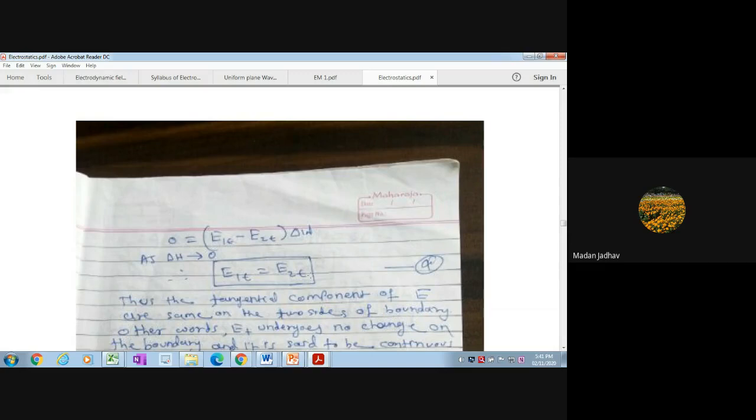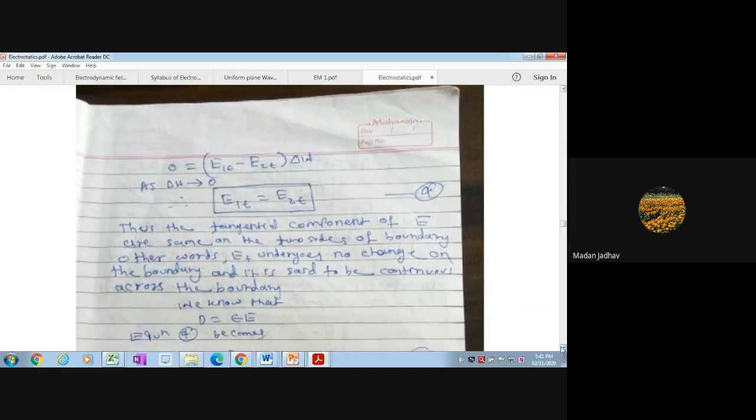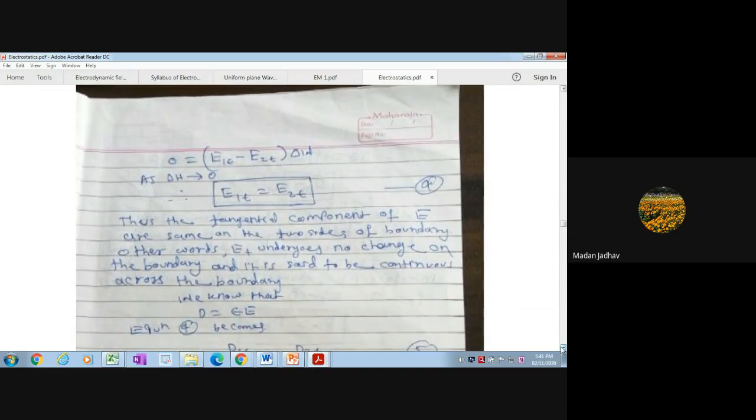Okay, E2t is tangential to the interface. It means that your tangential component is continuous. From one medium to another medium, there is no change. Its magnitude will remain the same in medium 1 and medium 2, according to this boundary condition. That is, E1t is equal to E2t means there is continuity of the tangential component, no change in the tangential component, and therefore we can say that it is the same.